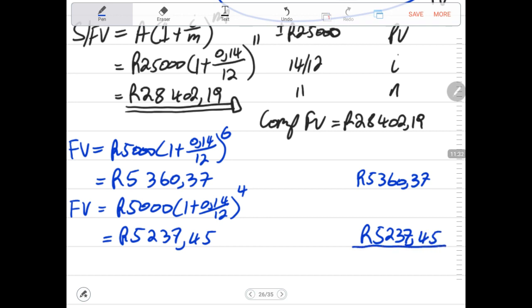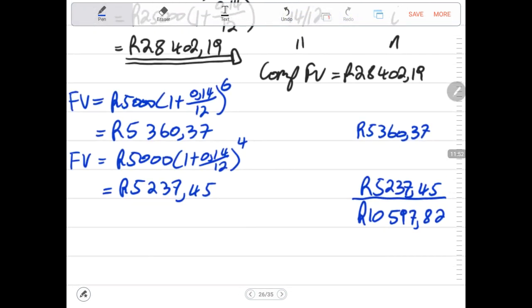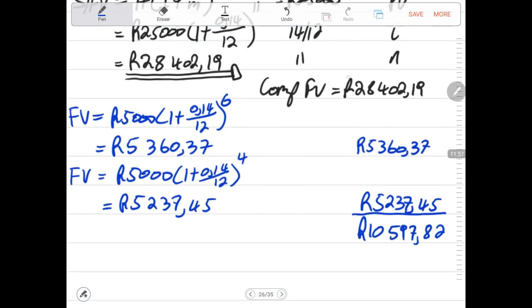So now I need to add the total of my future values. 5,360.37 plus 5,237.45 gives me 10,597.82. So now this is the future value of our repayments. Then we need to say future value of the loan minus future value of the repayments. Then this will give us the balance at the end of month 11.